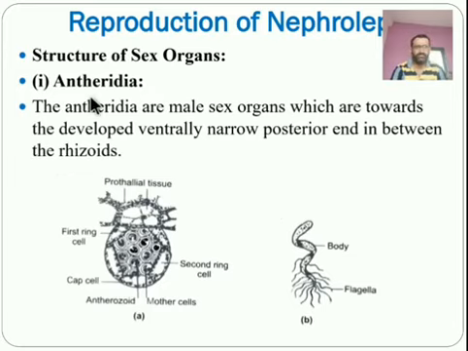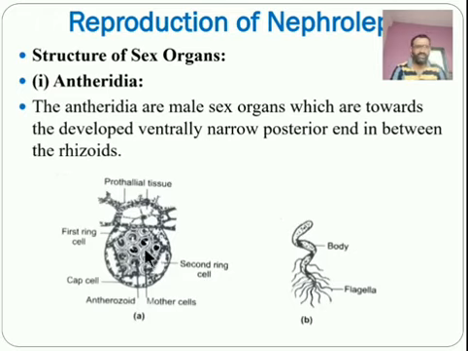This is the structure of antheridia. Antheridia are the male sex organs, which develop ventrally toward the narrow posterior end, in between the rhizoids. Each antheridium is a sessile, globose structure. The wall of the antheridium is made up of 2 to 3 cells: the cap cell, the second ring cell, and the first ring cell. The antheridium is made up of these 3 cells.